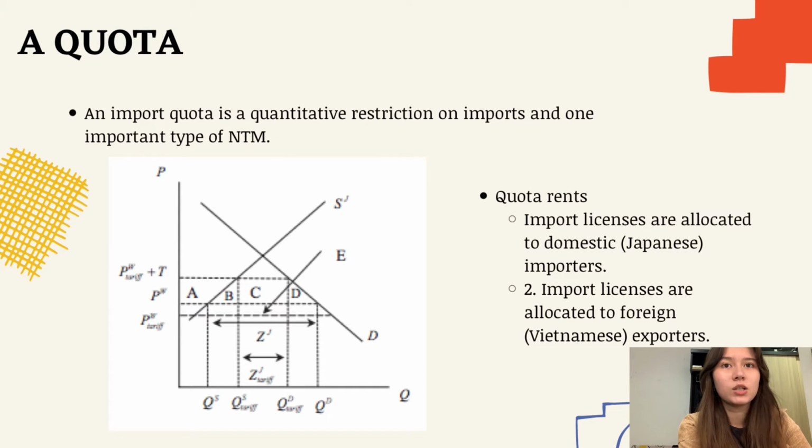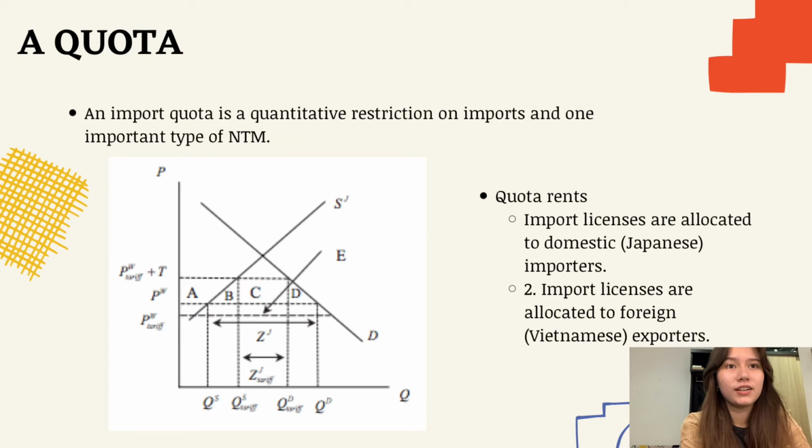For political economy of trade reasons, the Japanese government is not satisfied with this outcome. It decides to restrict imports to a smaller amount, ZJ quota, equals QD quota minus QS quota. This policy induces a shortage of rice relative to the initial situation without the quota. The domestic price of rice in Japan rises from PW to P quota. The difference between these two prices is known as the quota premium.